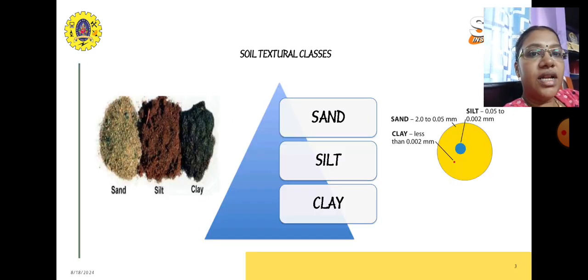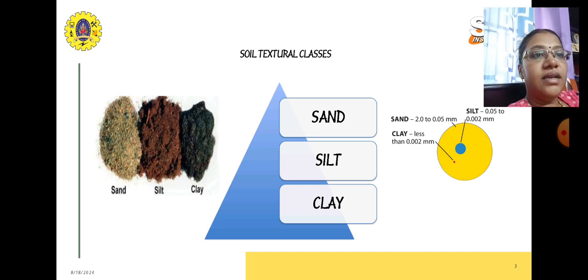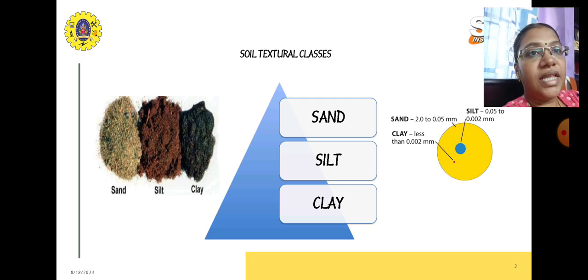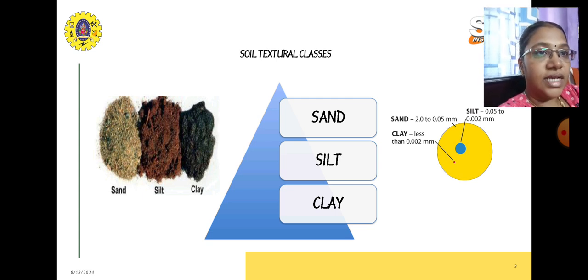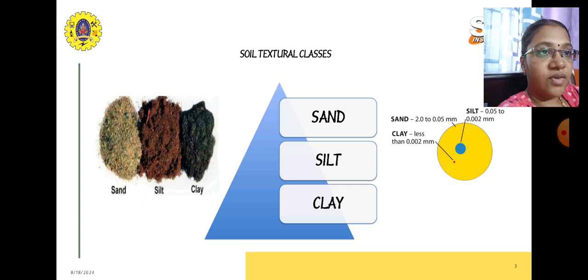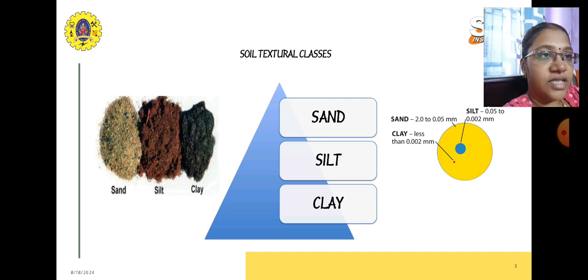And soil textural classes are nothing but sand, silt and clay. In a soil itself we split sand, silt and clay separately, where the size or diameter of the sand will be 2 to 0.05 mm, clay will be less than 0.002 mm, and silt 0.05 to 0.002 mm. So these are the three different types of textures of soil.